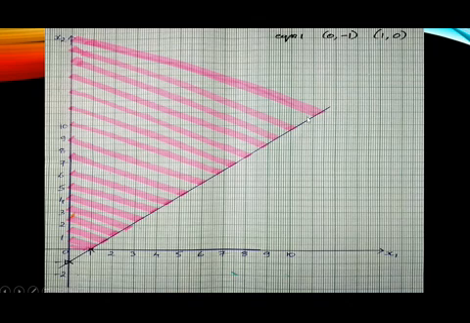And it is a less than or equal to type constraint, so to the left of the line, I perform the shading. So this entire region is to be shaded for the first equation. Now consider the second equation. The second equation points were 0, 3 and 3, 0.